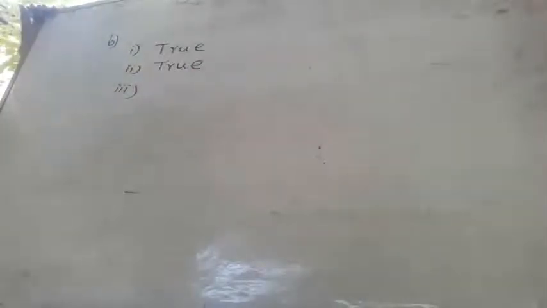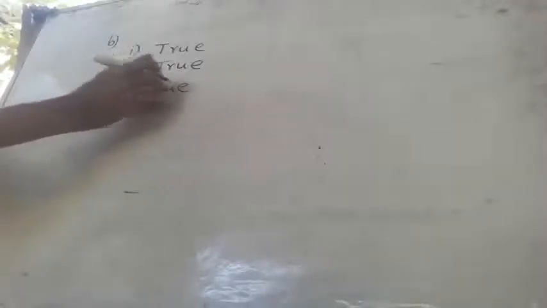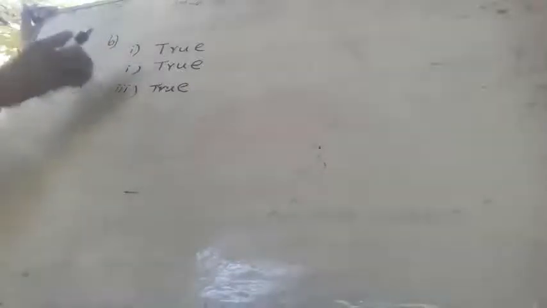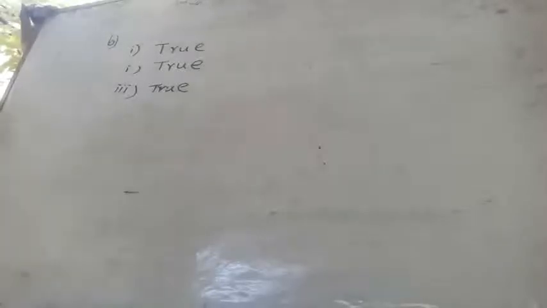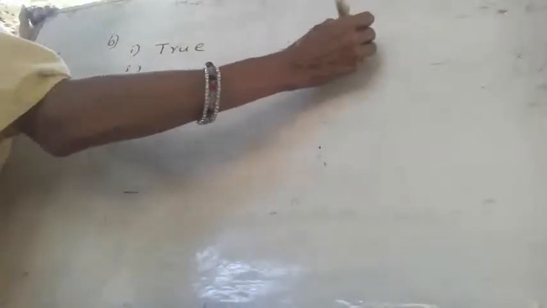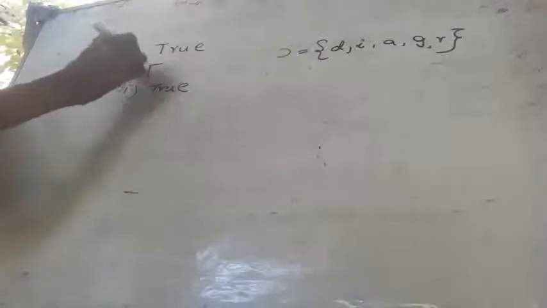Question number 3. P is an element of D. Set D is the letters of the word diagram: D, I, A, G, R. Here, P is an element of D. P is not here. Then it is false.